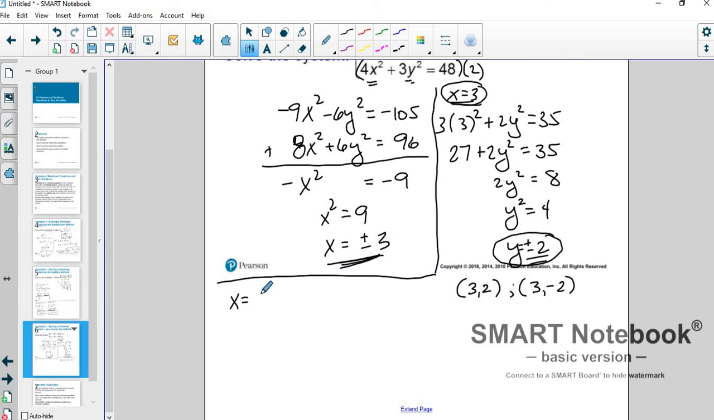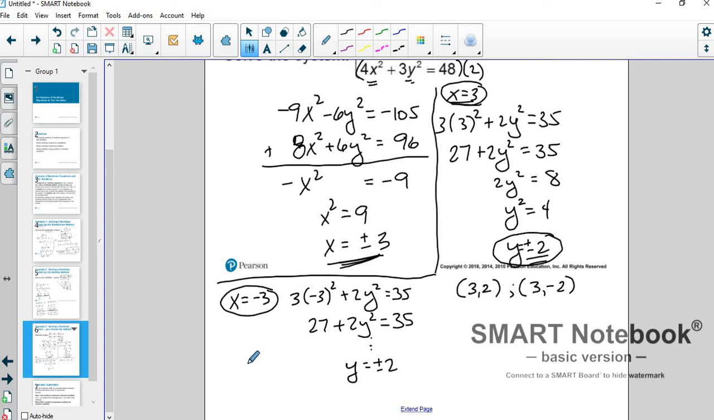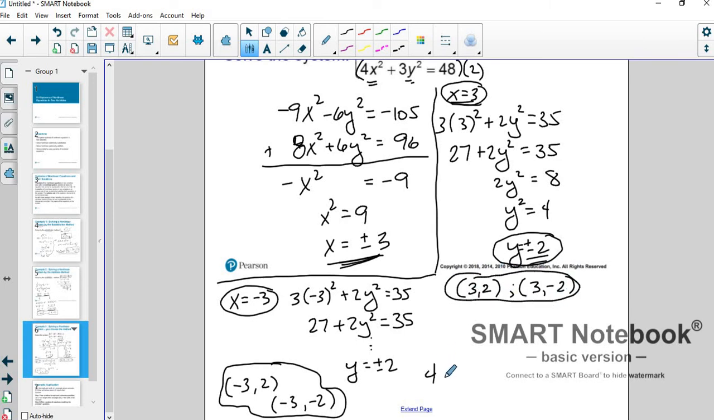So when x equals negative 3, we have to do this again, but when you square a negative, what happens? If you square a negative, you get a positive, which means this is 27 again. And so I'm just going to end up with the same stuff, y equals plus or minus 2. And so I get another 2 values, negative 3, 2, and negative 3, negative 2. And so all of these, these two and these two, are 4 points that are part of my solution.